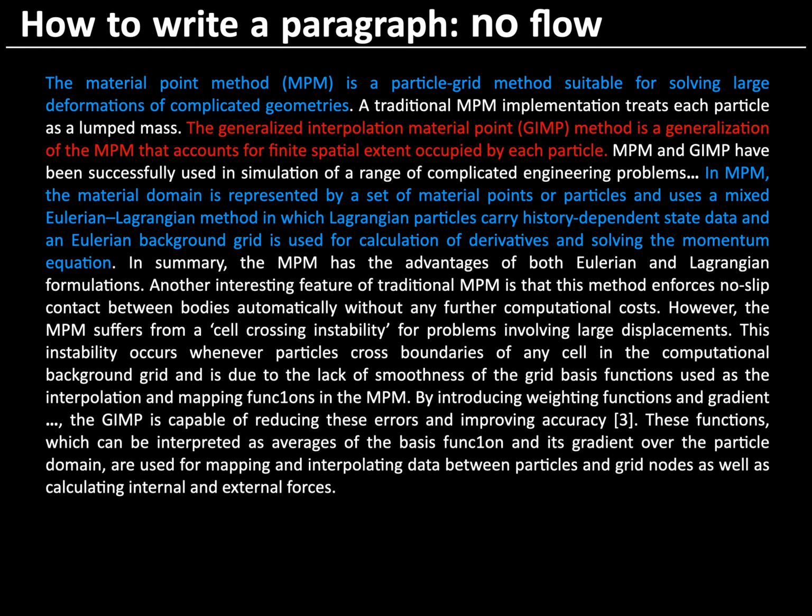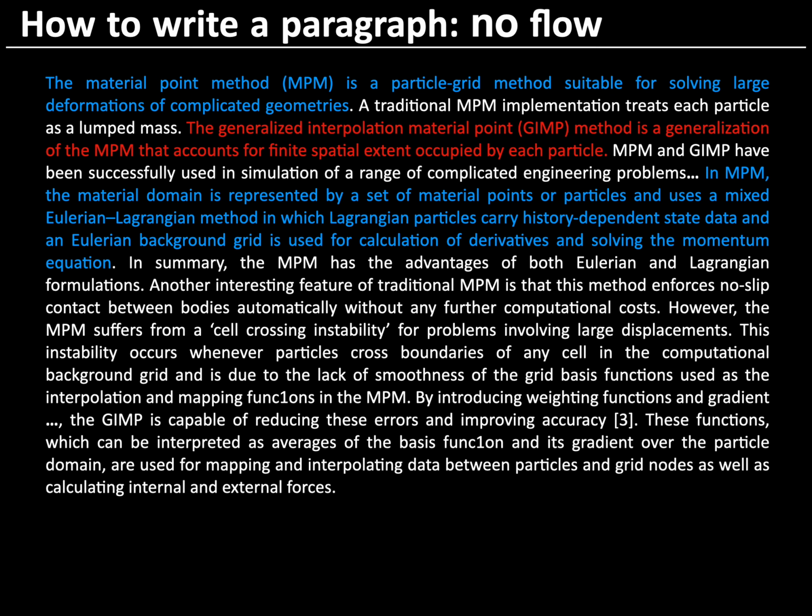And then the next sentence is weird for me. And then is the generalized interpolation material point method. There's no connection whatsoever, no flow between this sentence and the previous two sentences. That is for me the problem. And then after that, NPM and GIMP have been blah blah blah. And then now he explains what the NPM is. For me there are so many problems there: no flow, and this is too long a paragraph.